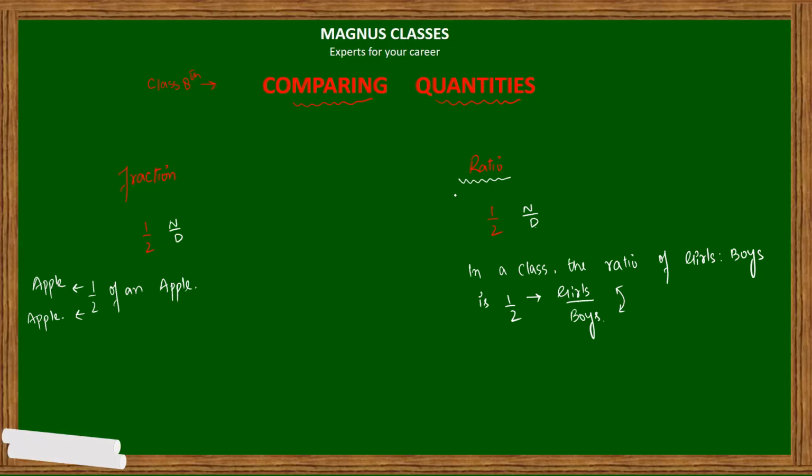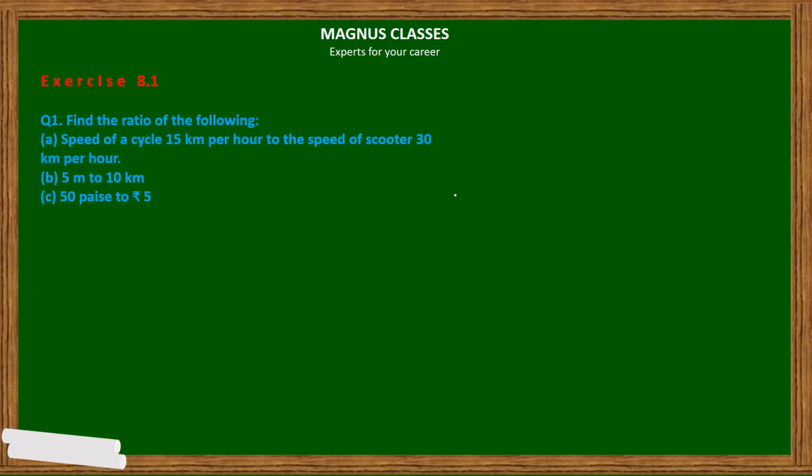So let's start our exercise. Exercise 8.1. The question number first says, find the ratio of the following: speed of cycle 15 km per hour to the speed of the scooter 30 km per hour. So I'm specifically talking about the speed of the cycle, and in the denominator, the speed of the scooter. All right, so let's solve.